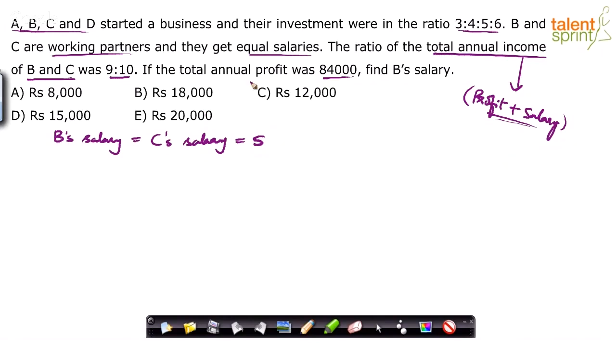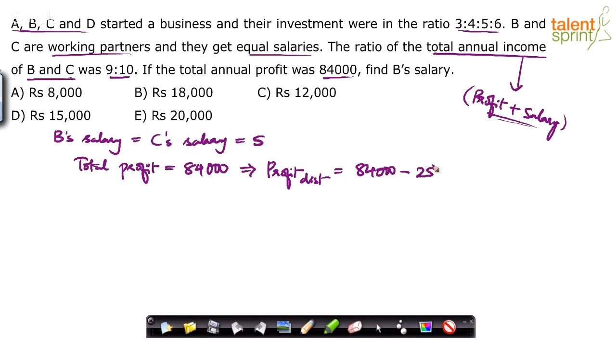Now, total annual profit was 84,000. Total profit, again I am writing this step which is not needed. Sorry about this. Total profit is 84,000, right? But the profit which will be distributed among the four persons will be how much? 84,000 minus 2S. Because whatever profit the business makes, first the salaries will be paid out. So B will get S amount and C will also get S amount. So 84,000 minus 2S is the profit that is going to get distributed.